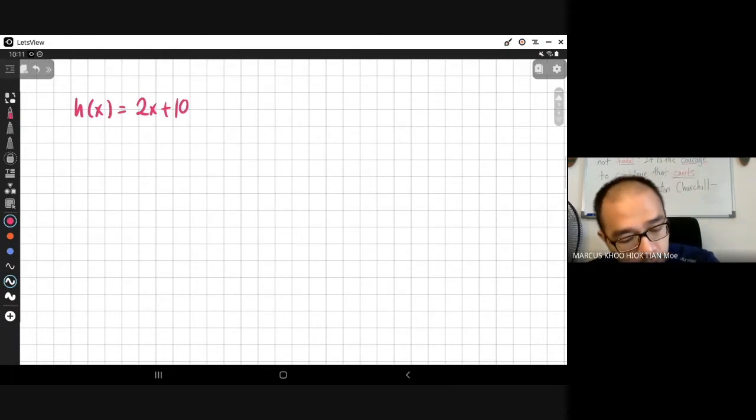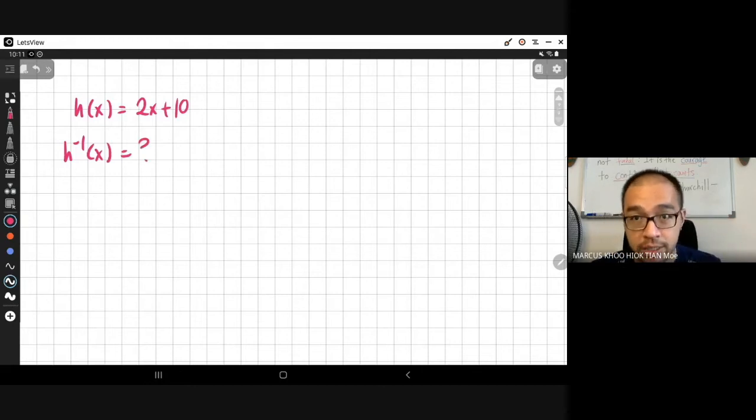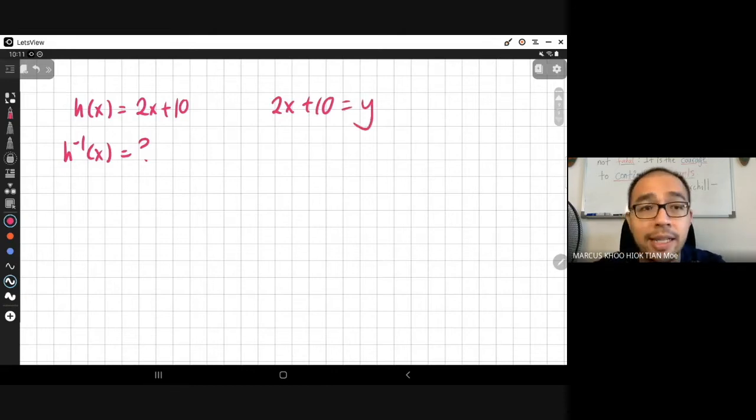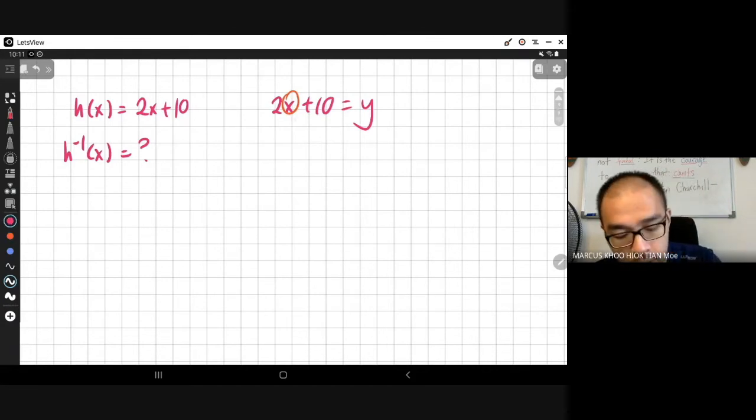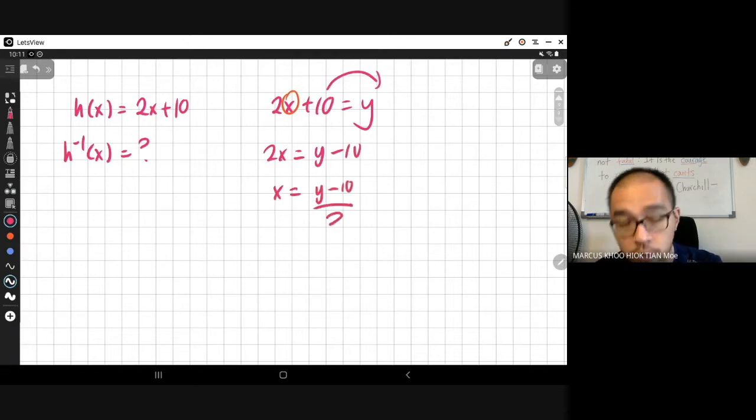Now, if you are asked to find the inverse function of x, how to find it? So this is a very standard step. Okay, let's try to remember this lah. So the first thing you do is you make it equals to y. Okay, just any letter lah, any letter I want. And then what you do is you move until you get x alone. So the first thing you do is you move the 10 across, 2x equals to y minus 10, x equals to y minus 10 divided by 2.